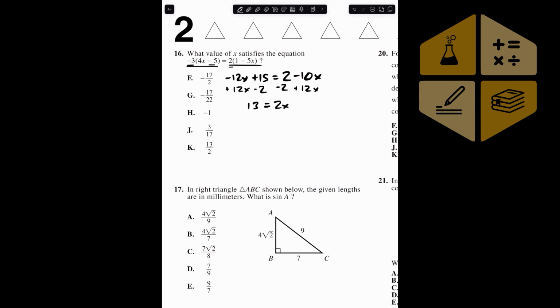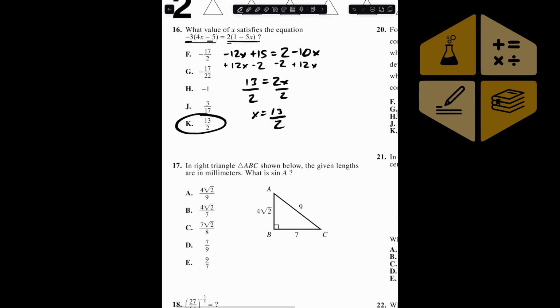Okay, well, I can kind of from here see what the right answer is. But to isolate the x, divide, whoops, did the eraser there. To isolate the x, divide everything by 2. And sure enough, x equals 13 over 2. That's how I know number 16 is K.